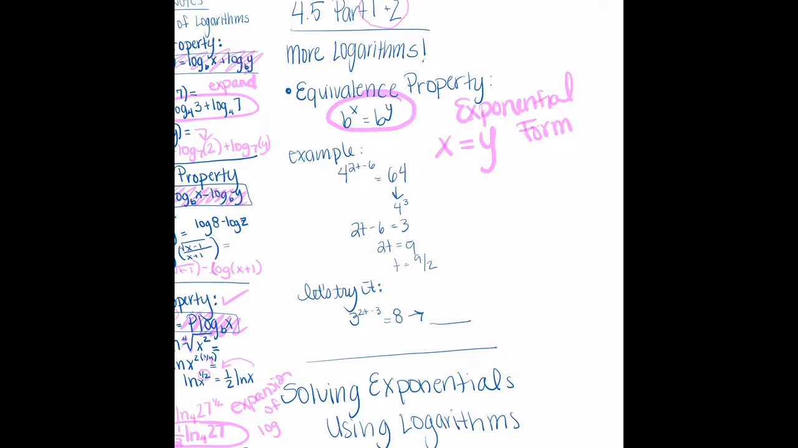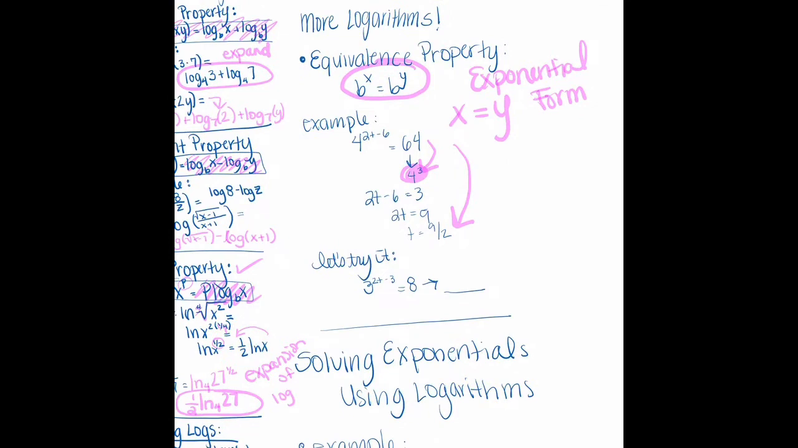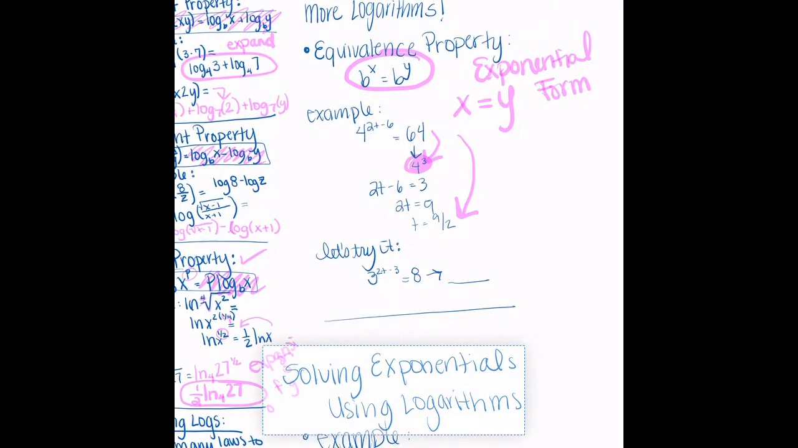So I'm able to say here, if you don't get a number in exponential form, then I recommend rewriting it in exponential form if possible, which is what I've done here to eventually get down to here. So let's look at our let's try it problem.